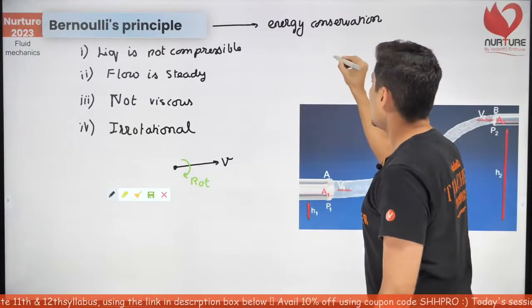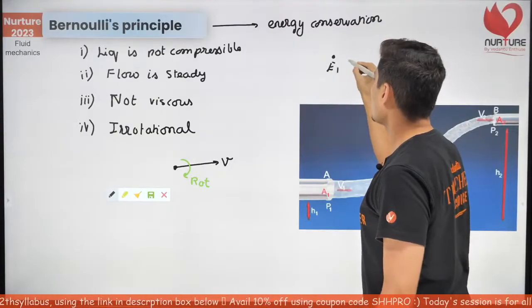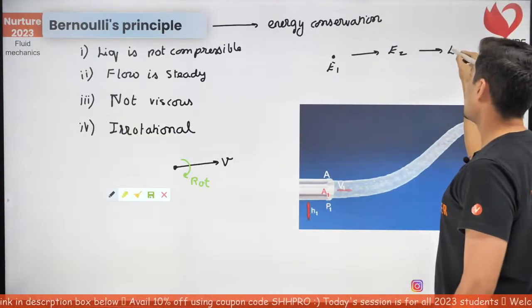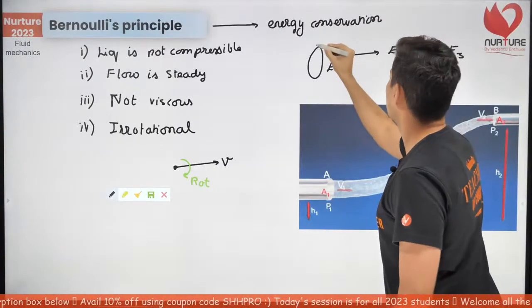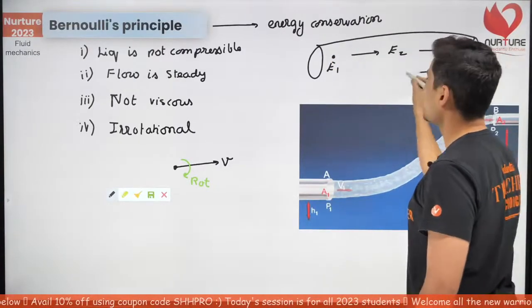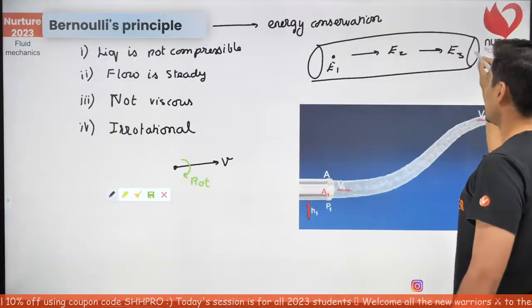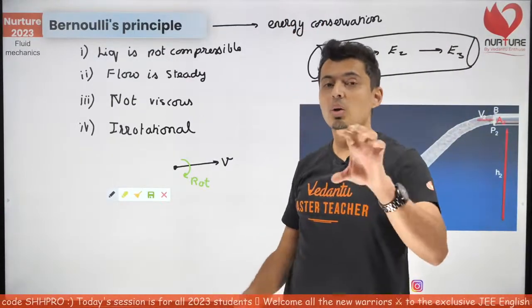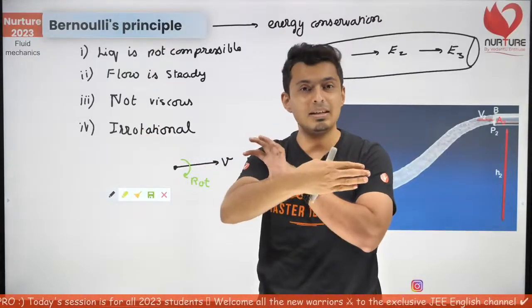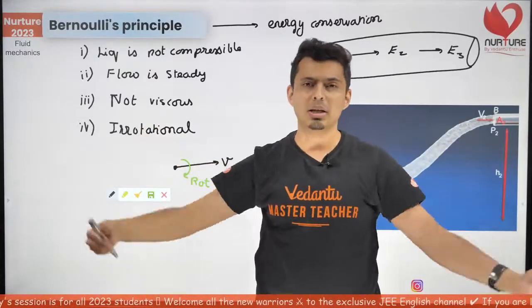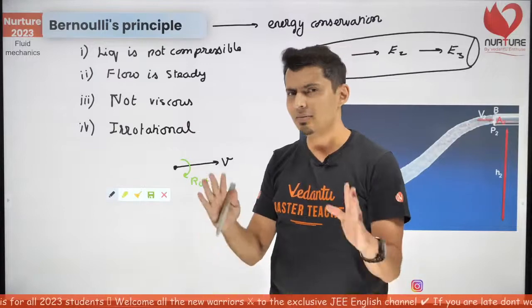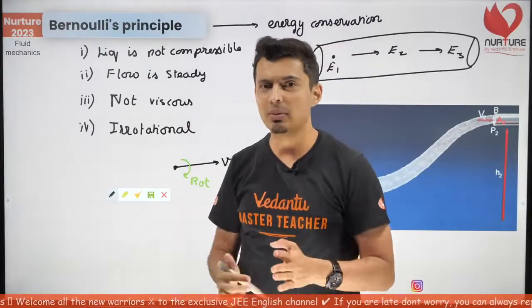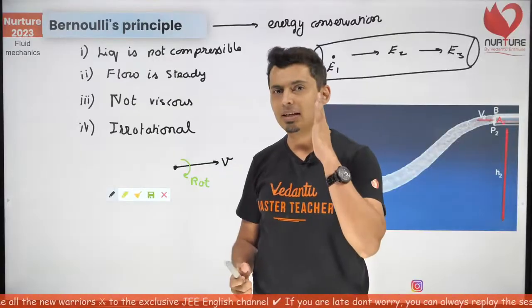So that means energy at point 1 will be equal to energy at point 2, will be equal to energy at point 3 in that same tube, no matter where you go. This point, this point, this point, this point, all have the same total energy. So we only account for the translational energy, we do not account for the rotational energy, which is a very fair assumption because the rotational kinetic energy in a moving liquid is most often very negligible.